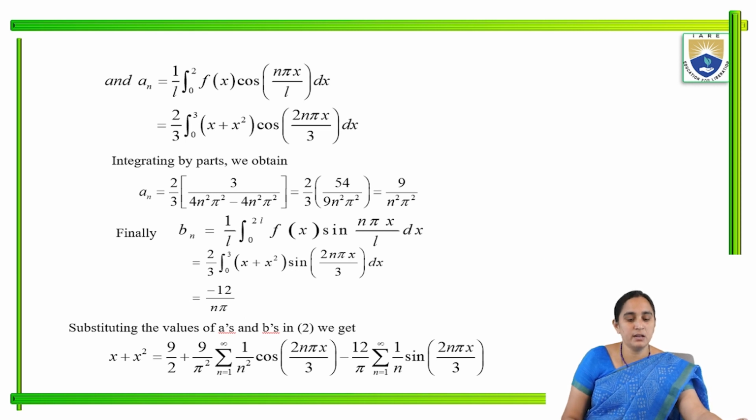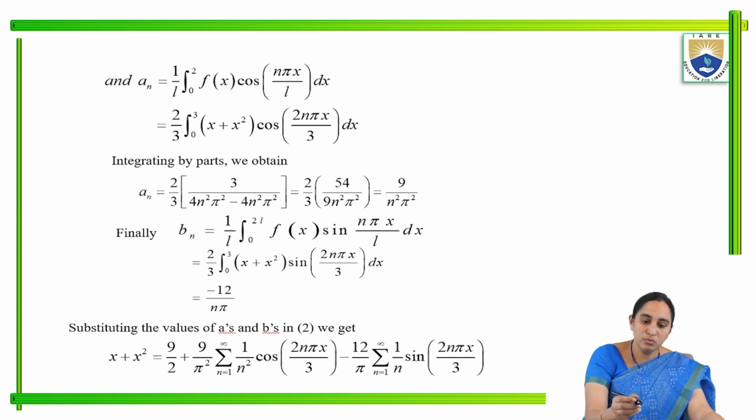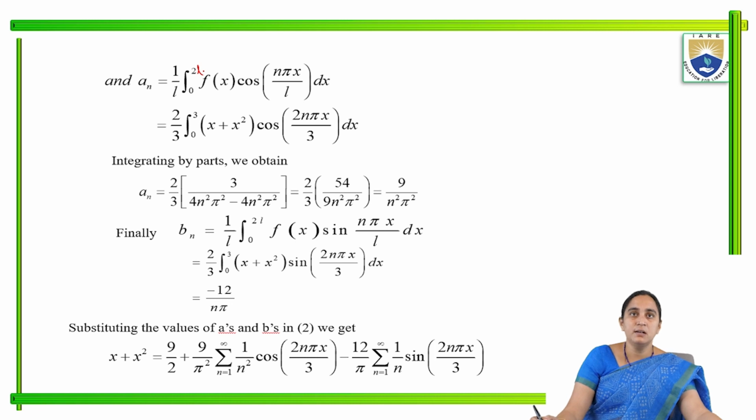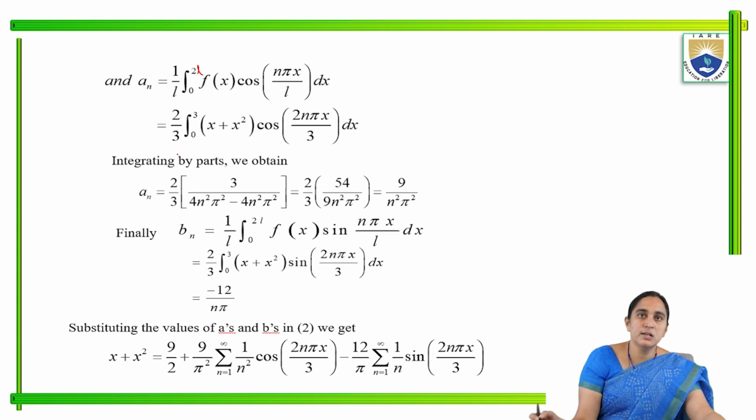And what about an? The an formula is 1 by L into integral 0 to 2L of f(x) cos(n pi x by L) dx. But L value is 3 by 2, so after substituting, the reciprocal is 2 by 3 times integral 0 to 3 of (x + x square) cos(2n pi x by 3) dx. Again I am using integration by parts, uv.